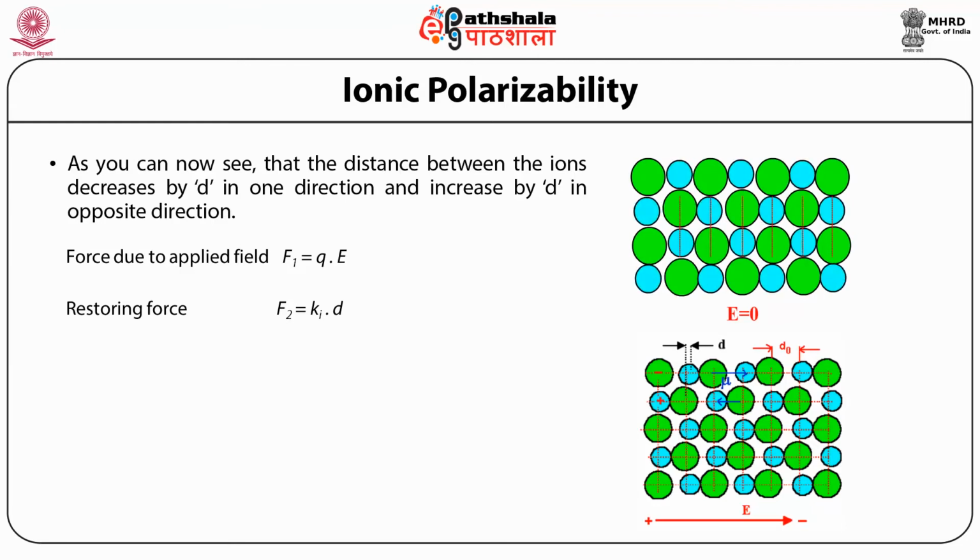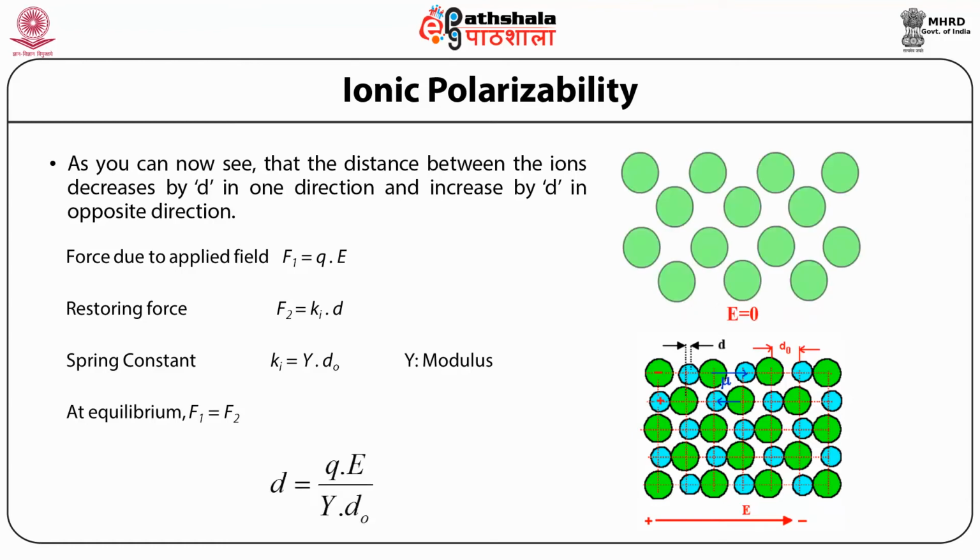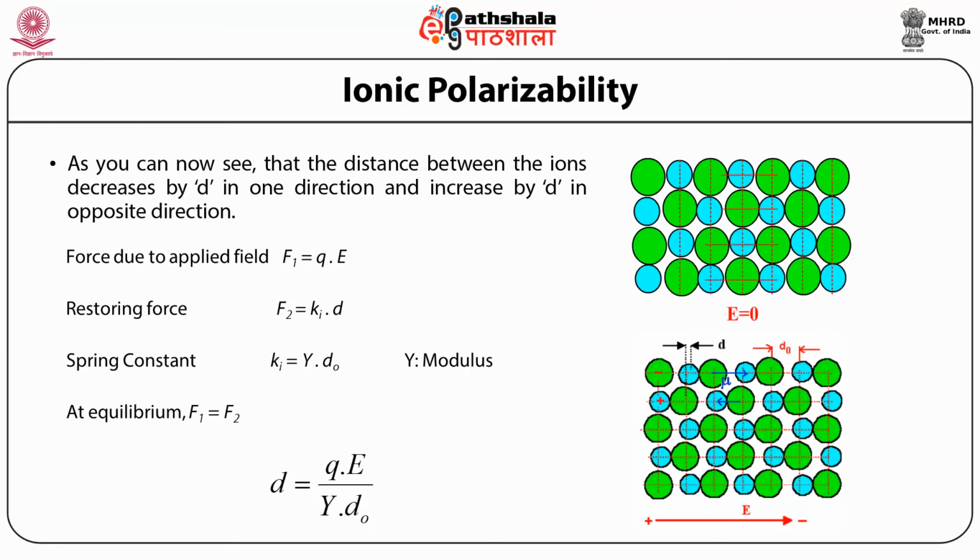where K is the spring constant of the bond between the ions, assuming ionic dipoles behave like springs. So the spring constant can be expressed in terms of elastic modulus, that is capital Y, and K_i is equal to Y into d naught. So at equilibrium, F1 and F2 are equal, and so combining the above equations we get that d is equal to QE upon Y d naught.